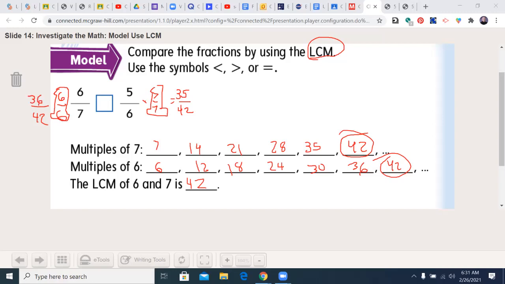What's larger, 36 or 35? Because they're both over 42. 36 is larger. Yay for 36. So 36 over 42 is greater than 35 over 42, which tells us that 6/7 is greater than 5/6, albeit not by a whole lot.